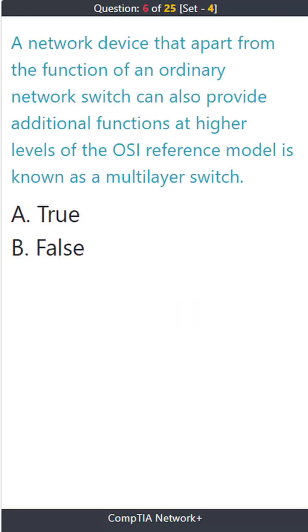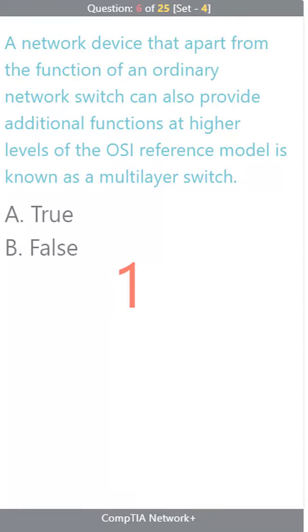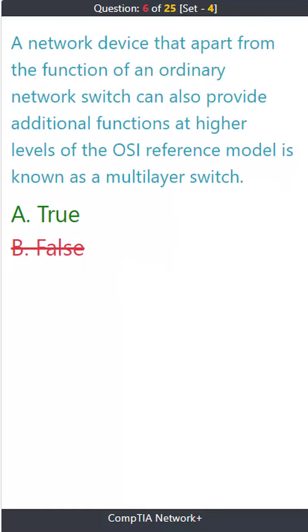Question 6. A network device that, apart from the function of an ordinary network switch, can also provide additional functions at higher levels of the OSI reference model is known as a multilayer switch. A. True, B. False. The correct answer is A. True.